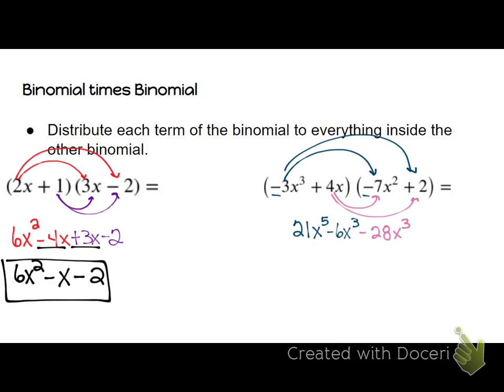4 times 2 is 8. And then don't forget your variable, plus 8x. Okay. How did I get, or how did he get, when he distributed this 4x times negative 7x squared, how did he get x cubed?